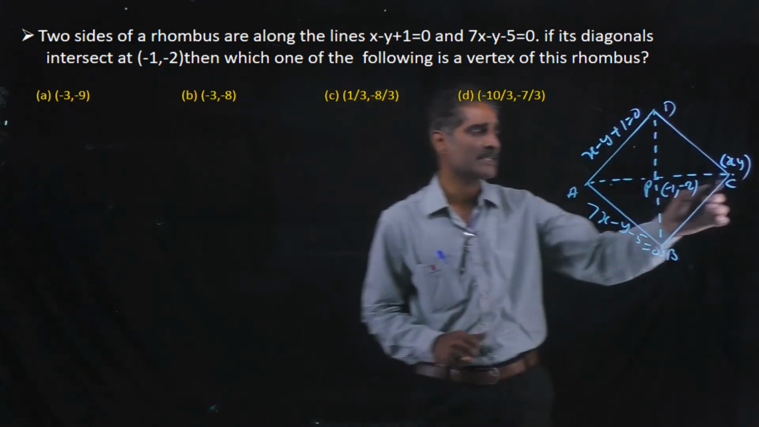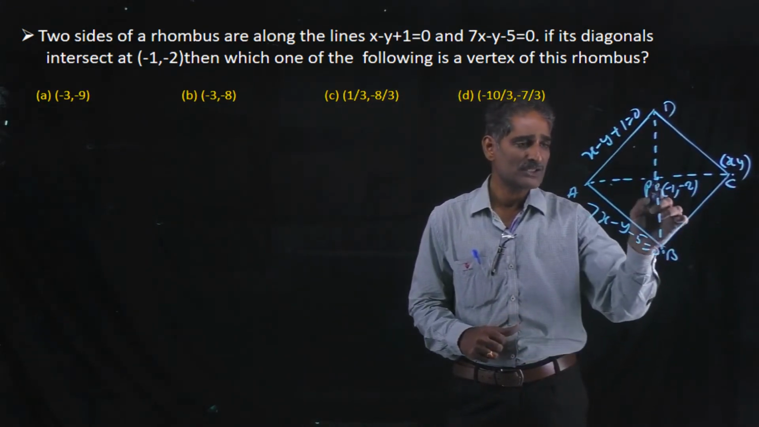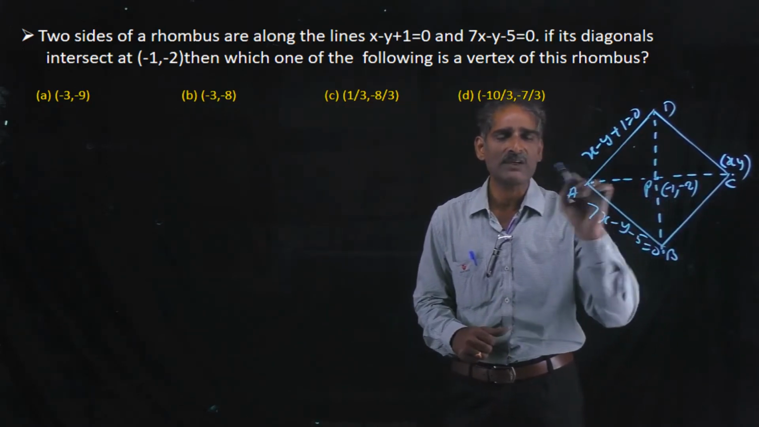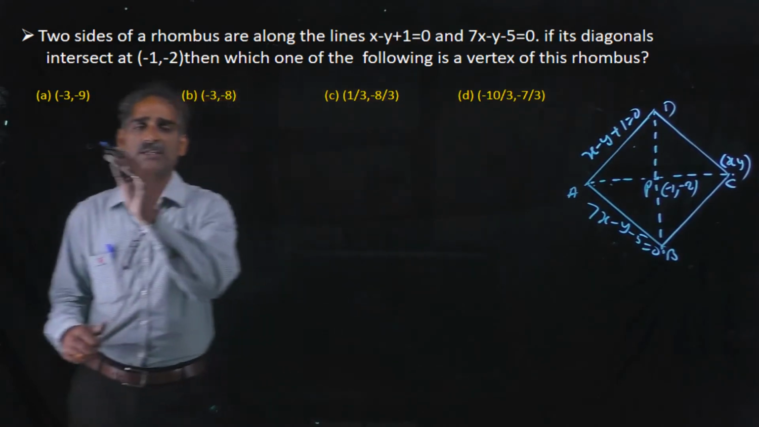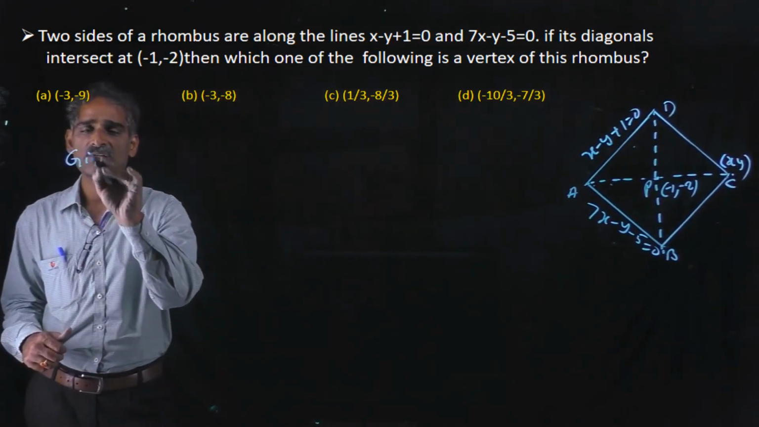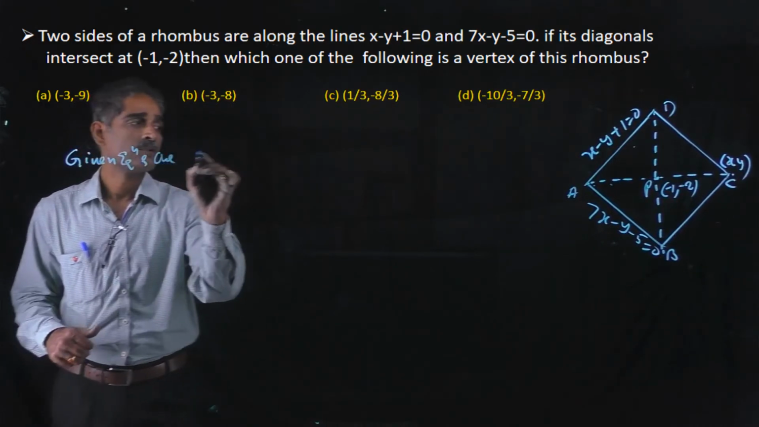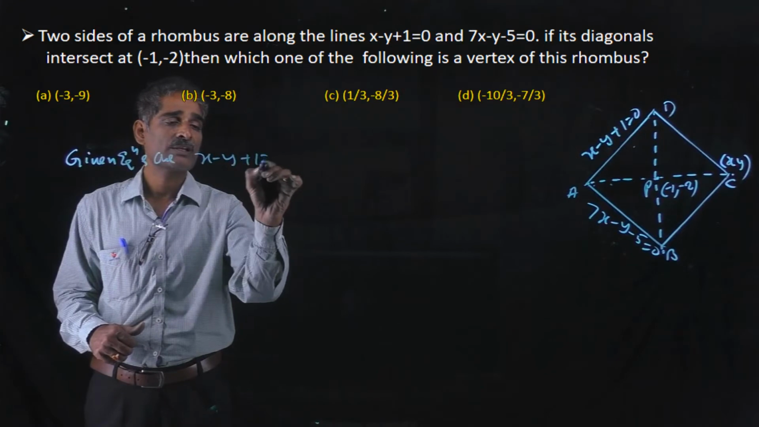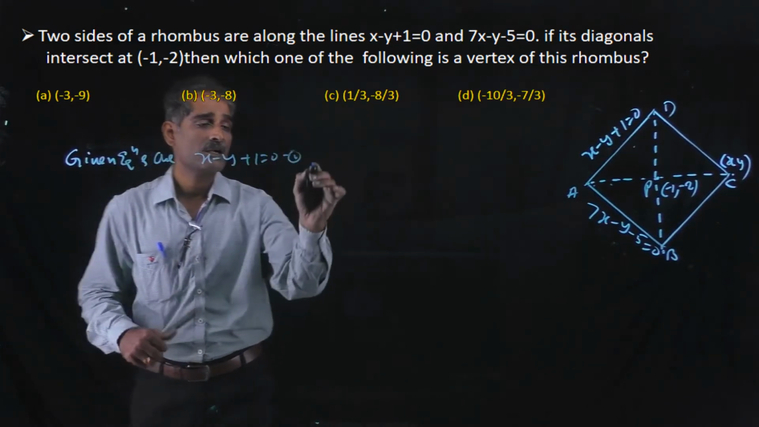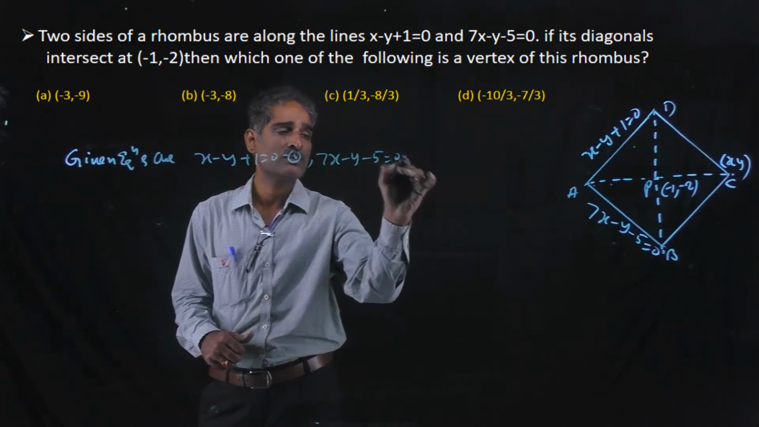So let us take x comma y as the coordinates of C. So here this is the midpoint of A and C. Now how can you find A? So A is nothing but the point of intersection of these two. So what are the given equations? The given equations are, the one is x minus y plus 1 equal to 0, let it be 1, and the other one is 7x minus y minus 5 equal to 0, let it be 2.